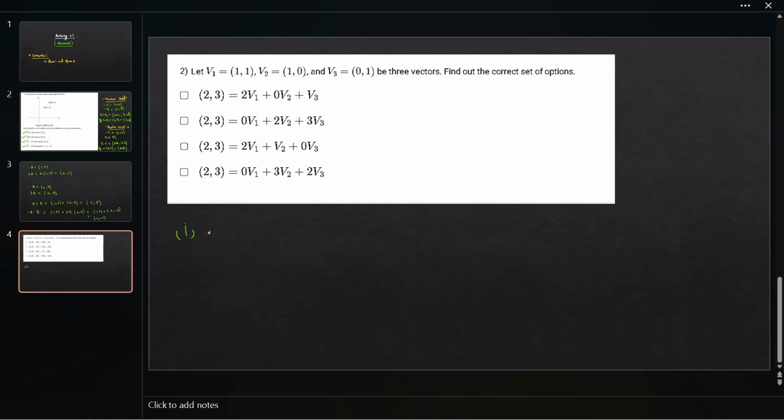In the first option, we are given 2 times v1 plus 0 times v2 plus v3. If we put in the values of v1, v2, v3, it looks like 2 times (1, 1) plus 0 times (1, 0) plus v3, that is (0, 1). Now if we take the scalar multiplication of (1, 1) with 2, the answer would be (2, 2), because first you multiply the first component with 2 and then the second component with 2.